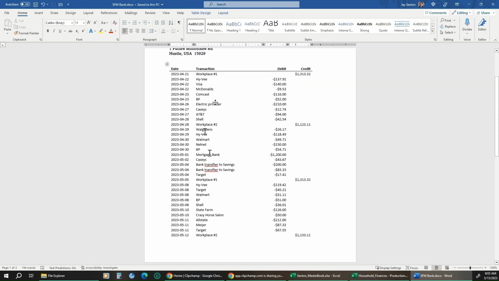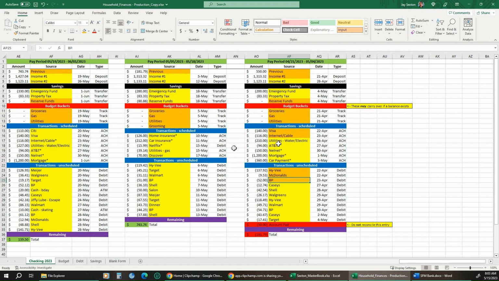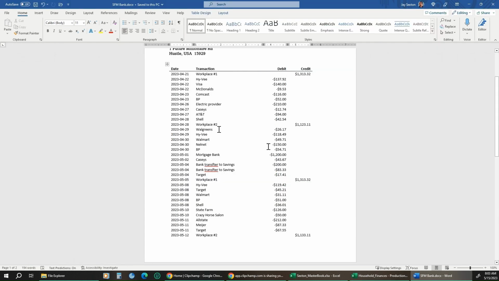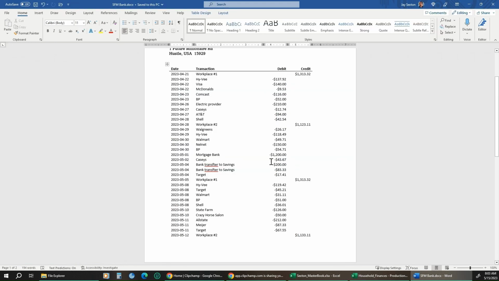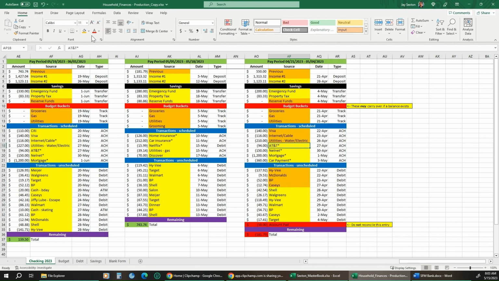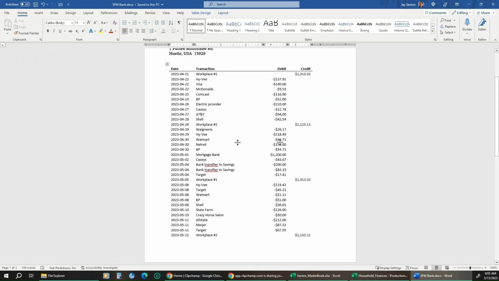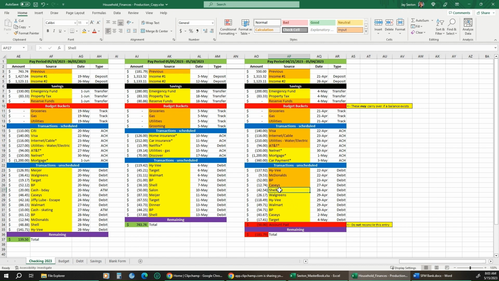My electric provider 210 on the 26th. Go up here. Yep, there's 210 on the 26th, so that's correct. Casey's 12.74 on the 27th. 12.74 on the 27th. That's correct. AT&T 94 on the 27th. AT&T 94 on the 27th. And so you see, this is a pretty easy, quick process. Shell 42.54 on the 28th, 42.54 on the 28th.